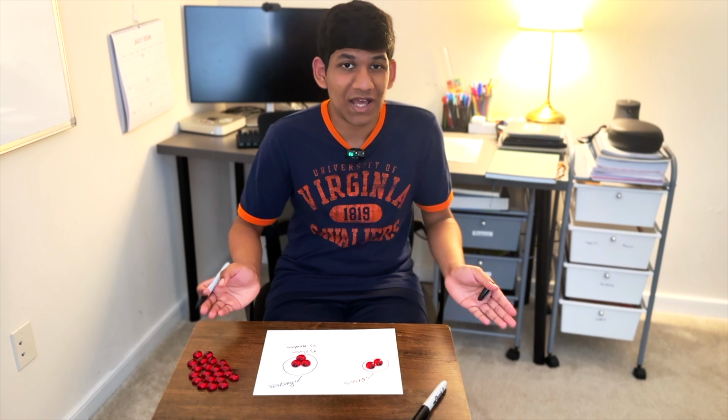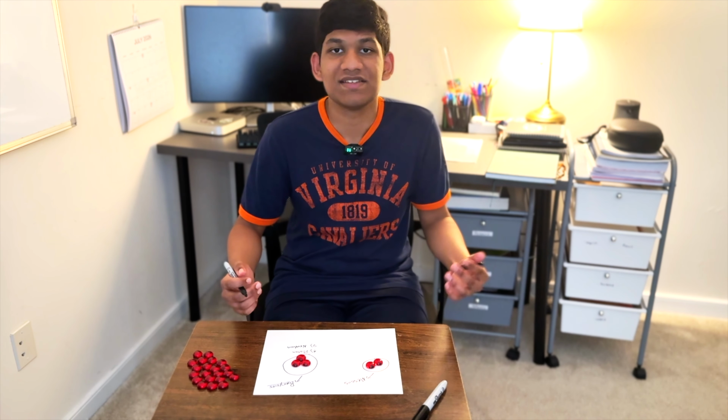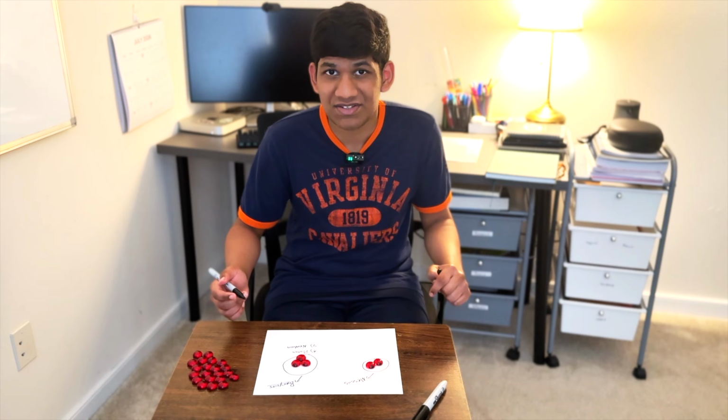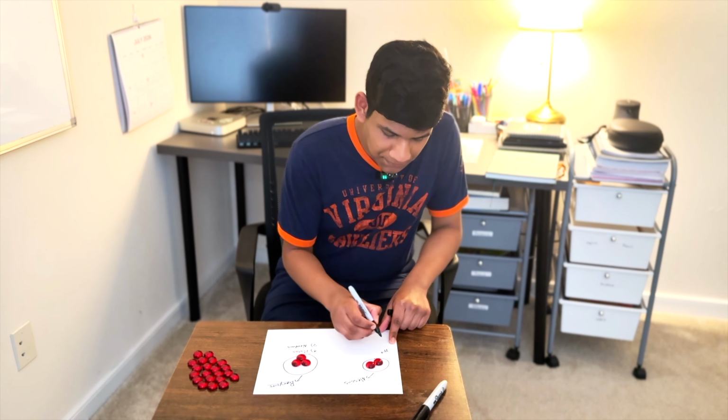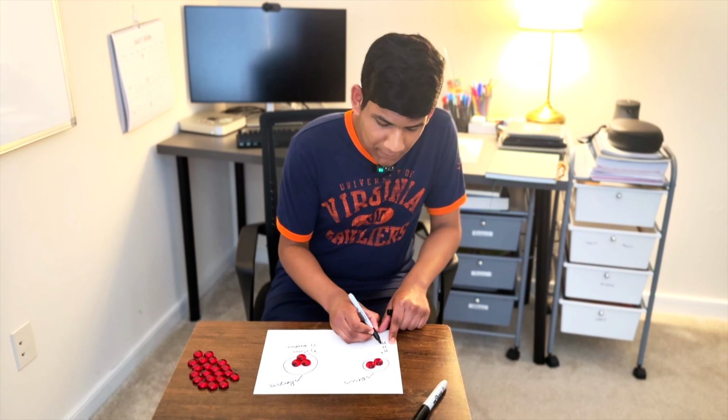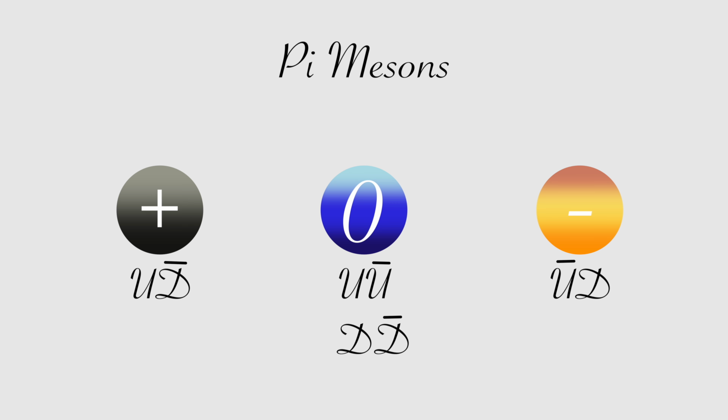Now, one of the most common types of mesons is the pion, also known as the pi meson. The pi meson consists of 3 varieties: the pi plus, the neutral pi meson, and the pi minus. Now let me quickly go over the composition of each of these mesons. So the pi plus meson is composed of an up quark and an anti-down quark. The pi neutral meson has an up and anti-up quark, or a down and anti-down quark composition. And finally, the pi minus meson has a down and anti-up quark composition.